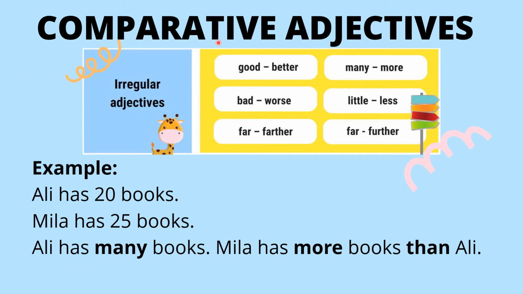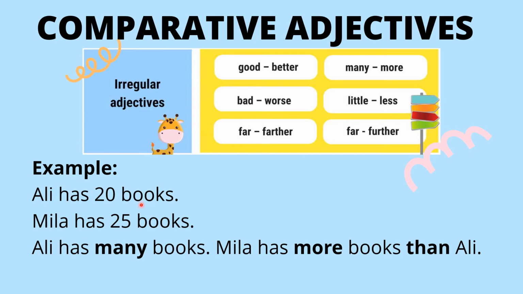Okay, now let's look at the comparative adjectives for irregular adjectives. For irregular adjectives, you cannot put more or you cannot add er. So you have to change. Good, you have to change into better. Bad, worse, far, farther, many, more, little, less, and far, further. So you cannot add er or you cannot use more. For example, good. You cannot put gooder or you cannot use more good than. Gooder than. That is wrong. So you have to use better.